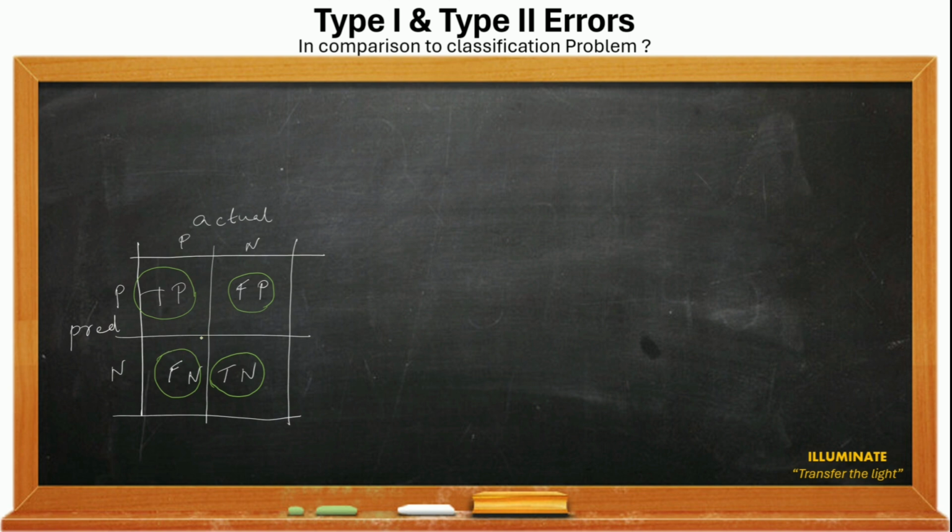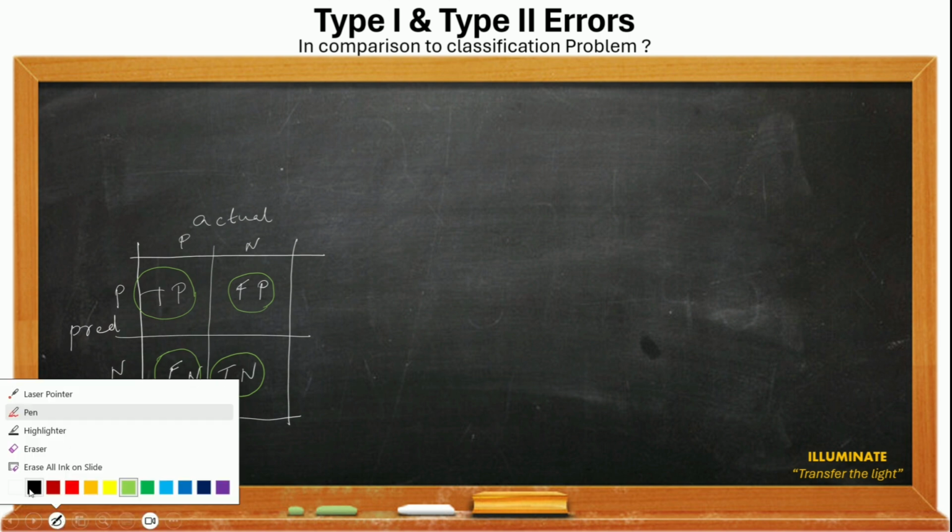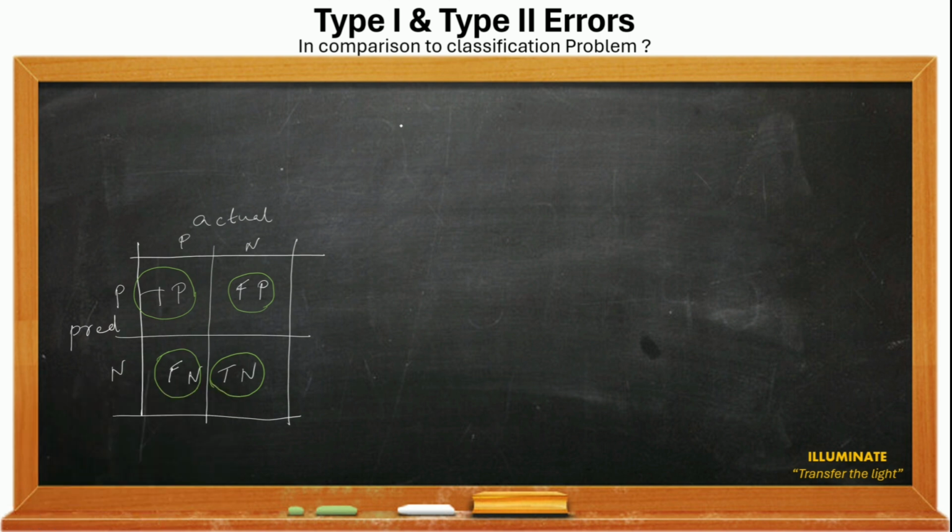Now let's move on to type 1 and type 2 error. What are they? When it comes to type 1 and type 2 error, we first have to understand the basic hypothesis. Where do type 1 and type 2 error come in? When do we use these? The context remains the same. It's a classification problem, as we have seen here. This is used in a classification problem.